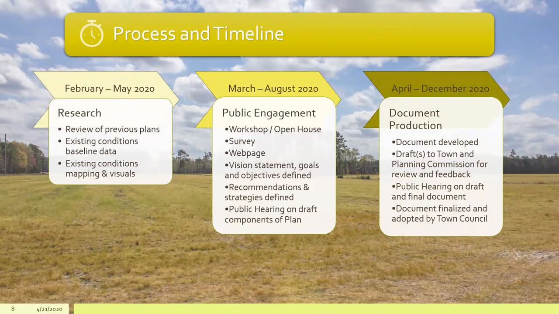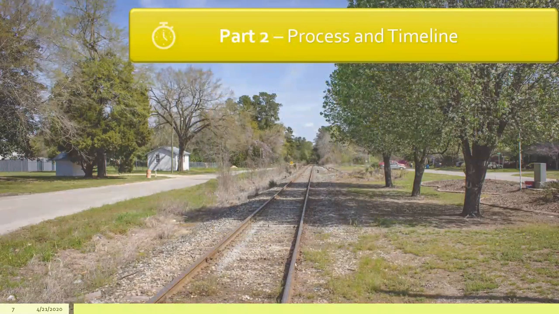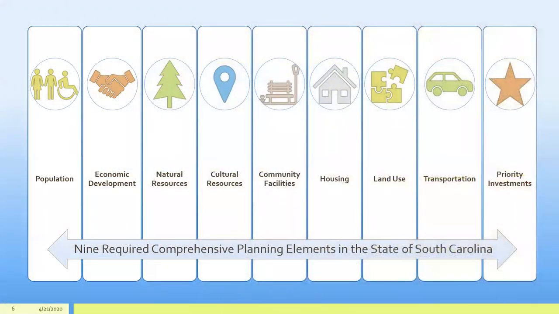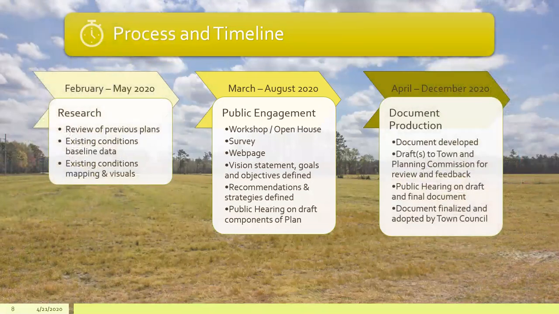Going forward, from about April to December of 2020 is more of the document production phase. Here, the document is developed and a draft of it goes to the Town and Planning Commission for review and feedback, followed by a public hearing on the draft and final documents. And then ultimately the document gets finalized and adopted by Town Council.